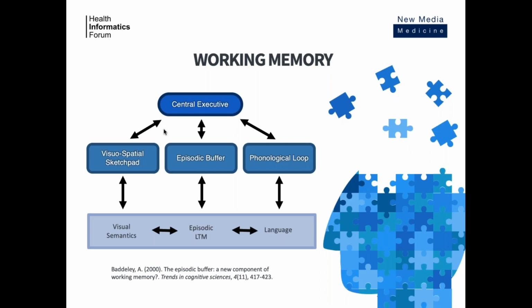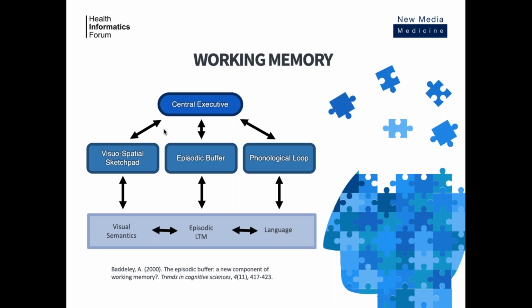One is the episodic buffer. So episodic buffer means that we can bring into our mind an episodic memory, so a memory of an event, into our short-term memory and use that for making decisions. And we also have our phonological loop.